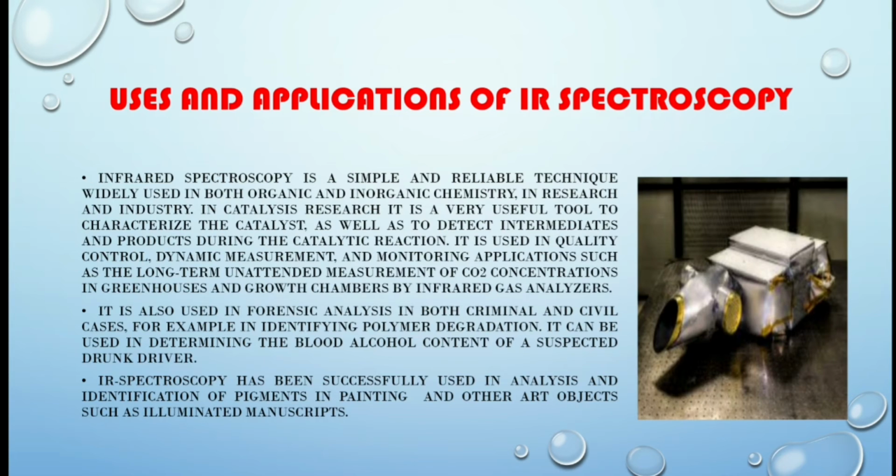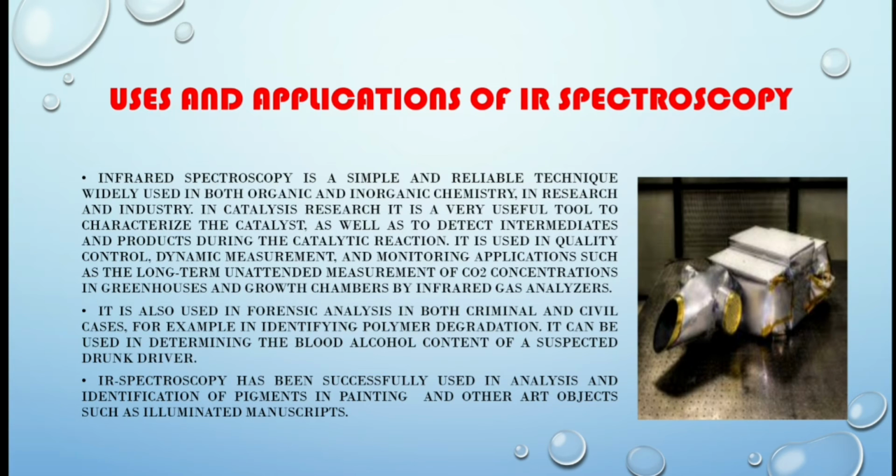Now let's talk about the uses and applications of IR. Infrared spectroscopy is a simple and reliable technique widely used in both organic and inorganic chemistry, in research and industry. In catalysis research, it is a very useful tool to characterize the catalyst as well as to detect intermediates and products during the catalytic reaction. It is also used in forensic analysis in both criminal and civil cases, for example, in identifying polymer degradation. It can also be used in determining the blood alcohol content of a suspected drunk driver.